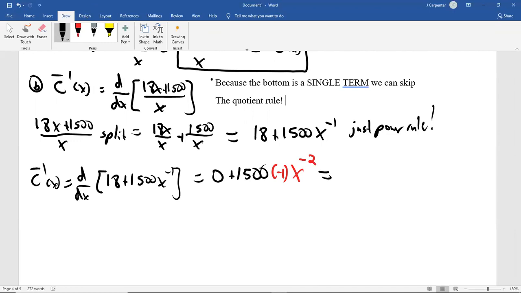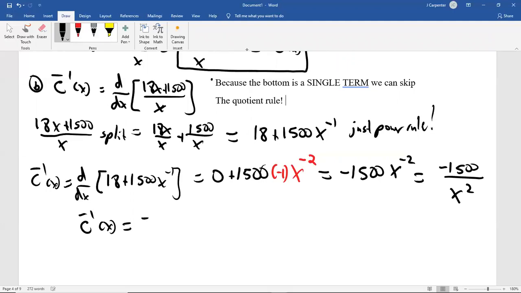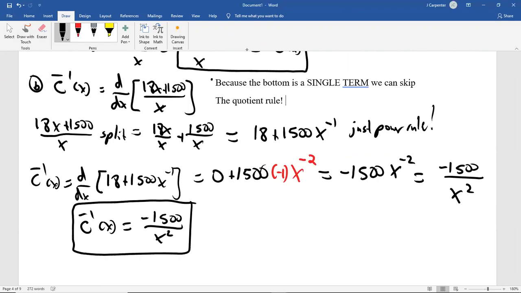The negative 1 times the 1,500 is negative 1,500. So that's negative 1,500 times x to the negative second. But we generally don't like negative exponents in our answers, so that's negative 1,500 over x to the positive 2. So the marginal average cost is negative 1,500 over x squared. That's our marginal average cost.